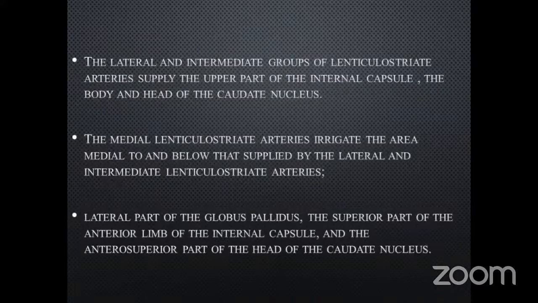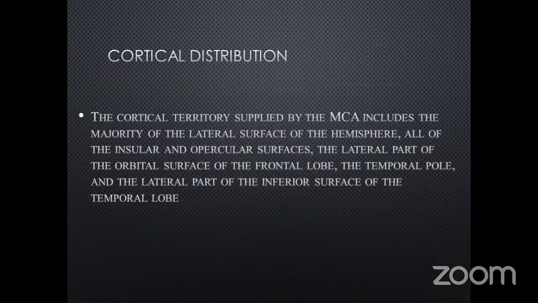Lateral and intermediate groups of lenticulostriate arteries supply the upper part of the internal capsule, the body, and the head of the caudate. And the medial lenticulostriate arteries irrigate the area medial to and below that supplied by the lateral and intermediate lenticulostriate arteries, and the lateral part of the globus pallidus, the superior part of the anterior limb of the internal capsule, and the anterior superior part of the head of the caudate nucleus.